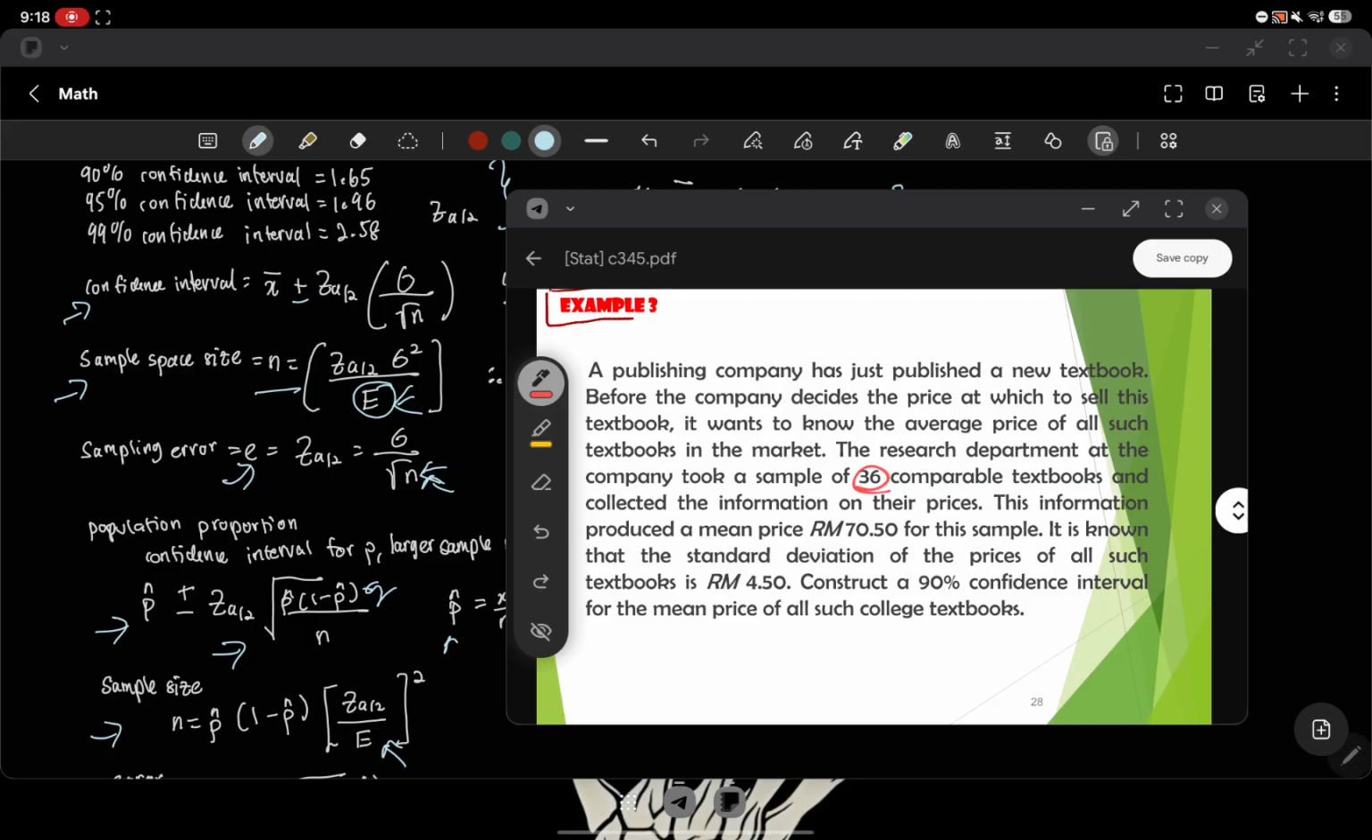Okay, sample means n, and then we have the population price, and then we have the standard deviation here. Construct a 90% confidence interval. So we have n, we have our x, also known as the mean, and then we have our standard deviation.